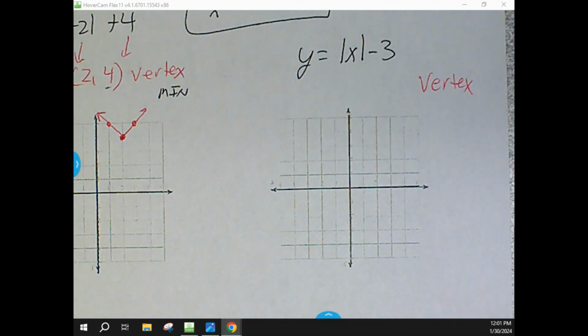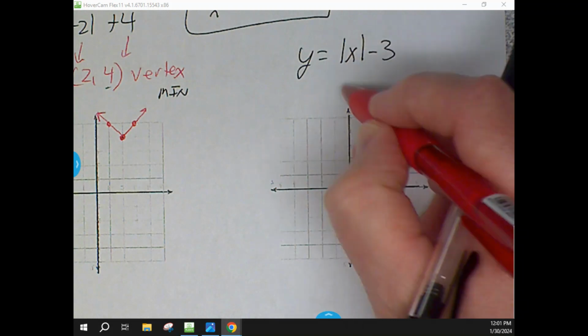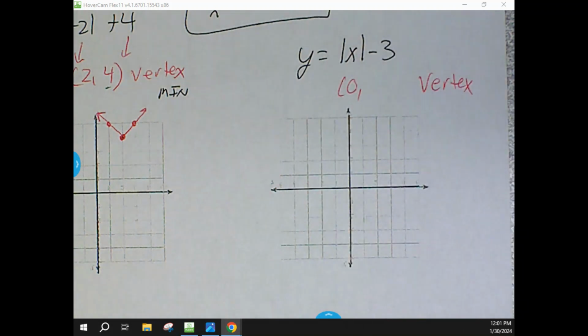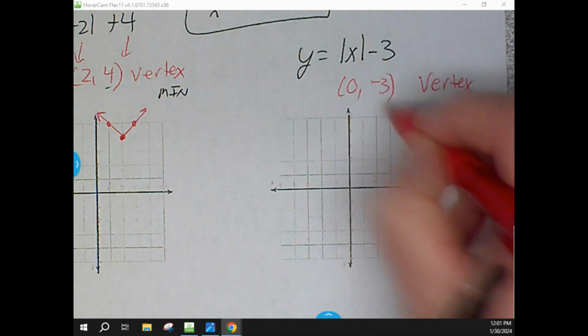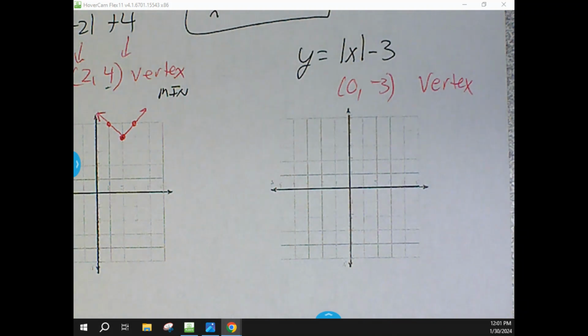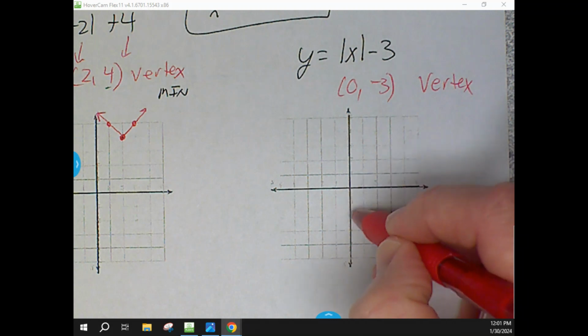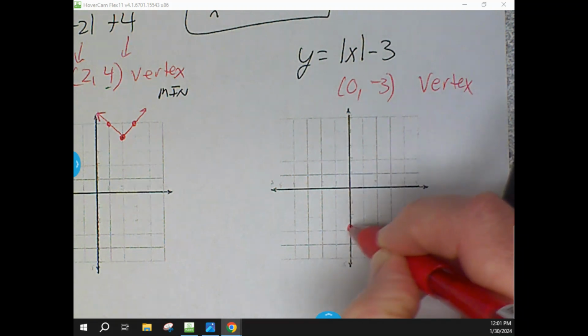Okay, so for the vertex, again, whatever's on the inside, there's nothing on the inside, so that means that's going to be 0. We've got the negative 3 on the outside, so there's our vertex. So 0, negative 3 would put us at 1, 2, 3 right there.